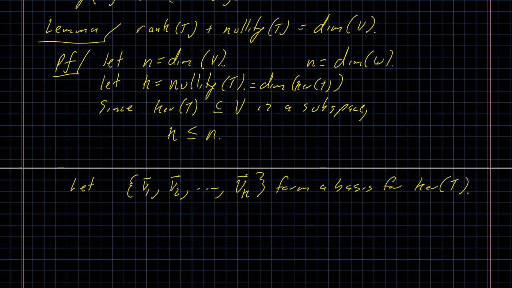Since we know that the dimension of the kernel of T is k, then there has to be a set of linearly independent vectors, k of them, v1 through vk, which form a basis, right? That's the definition of a basis. If you have a set of linearly independent vectors that span the set, there are k of them. And since the kernel is a subspace of V, these are linearly independent vectors in V, which is why I named them v1 through vk.